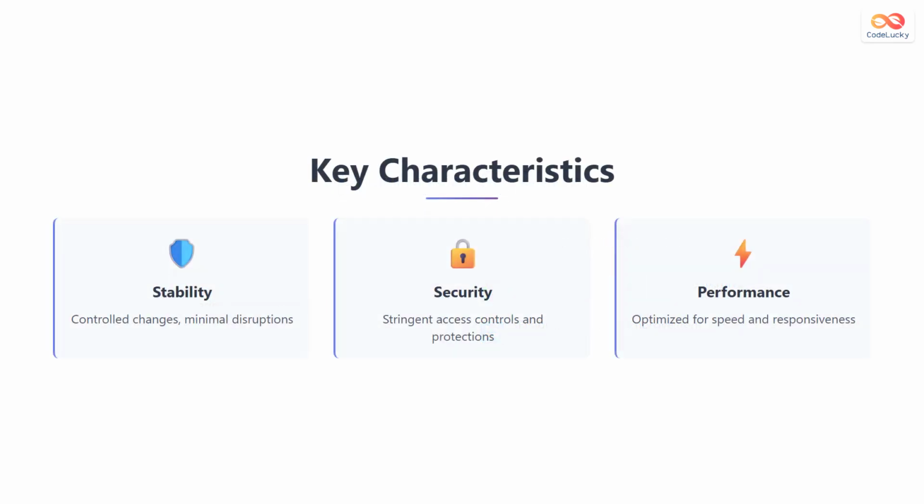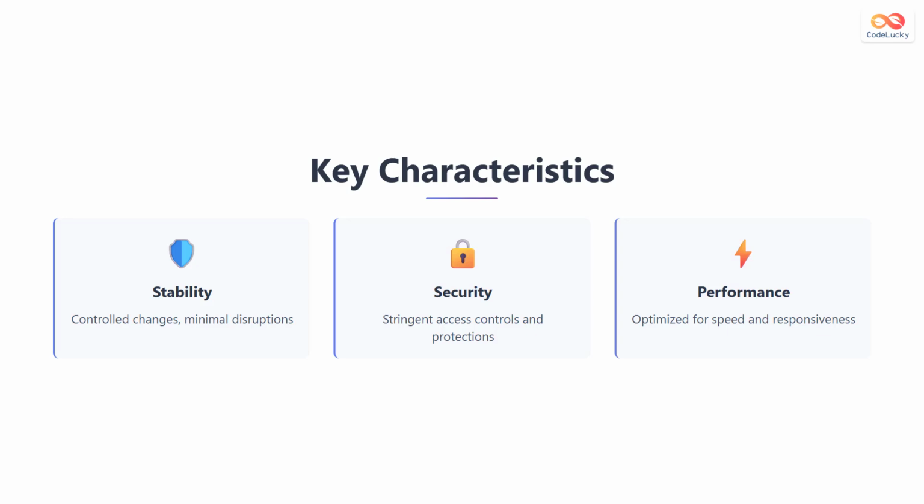Production environments have three core characteristics that set them apart. The first is stability. Production systems need to maintain consistent performance with minimal disruptions. Changes are controlled and carefully planned. The second characteristic is security. Production environments require stringent access controls to protect sensitive user data. Only authorized personnel can access the system, and all actions are logged and monitored.